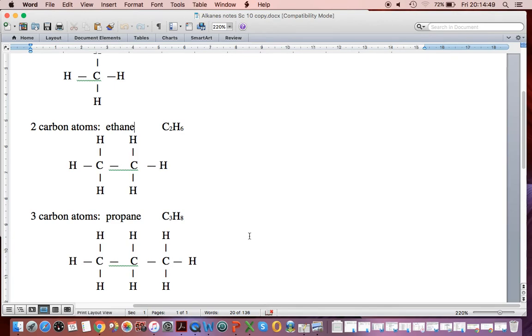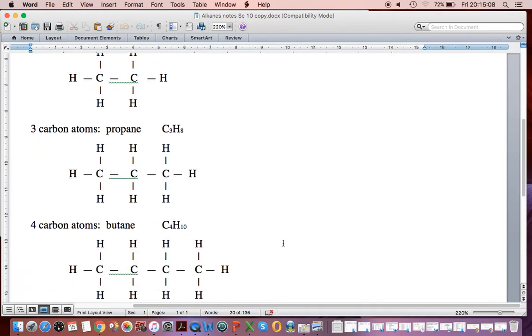Now propane may be powering your barbecue, and so it's stored under pressure as a liquid, but when you relax the pressure it can become a gas and burn nicely to cook steaks or carrots or whatever you're eating these days. And so we have 3 carbons in a row, 8 hydrogens, and we see the pattern continues.